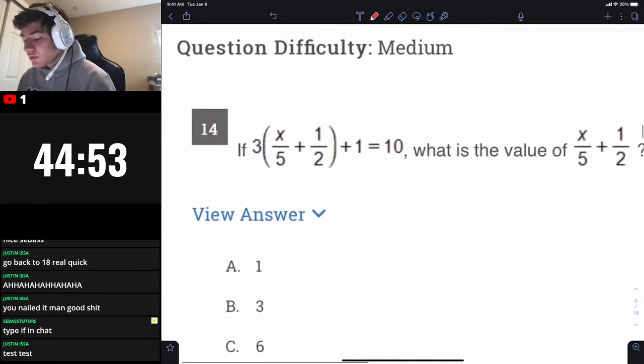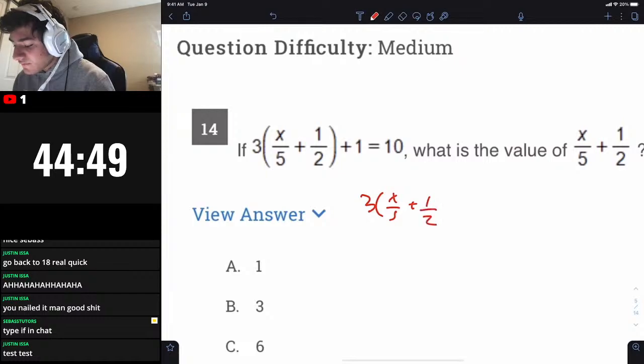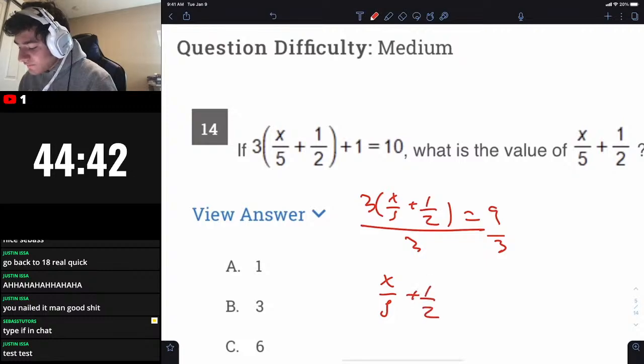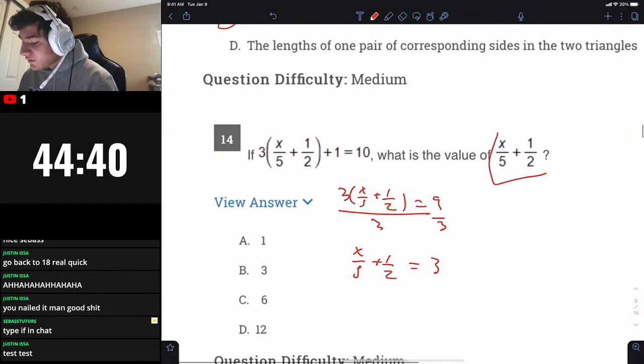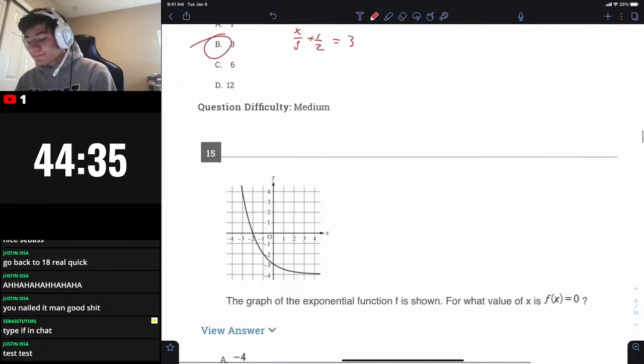Okay, so I'm going to subtract 1. So 3 times x over 5 plus 1 half equals 9. And then I'm going to divide both sides by 3. And I get x over 5 plus 1 half is equal to 3. And that's exactly what they want. What is the value of that? Well, we said it's 3, right? So it's going to be 3.